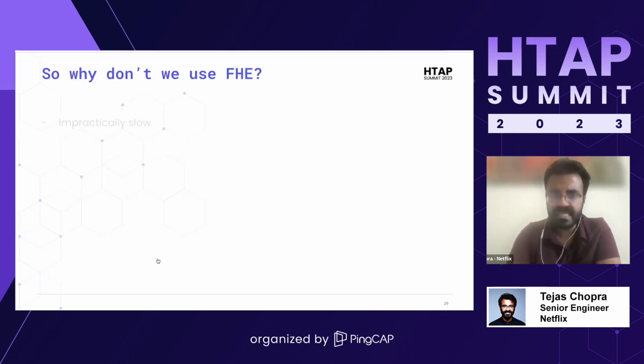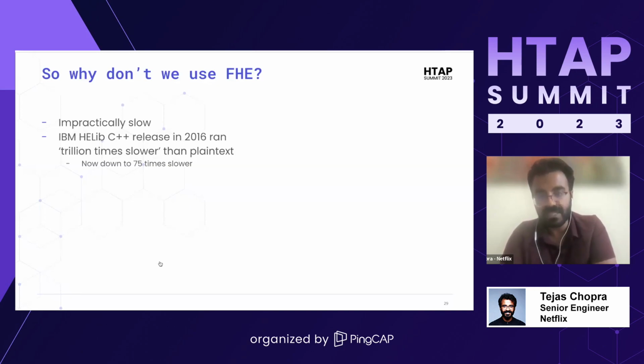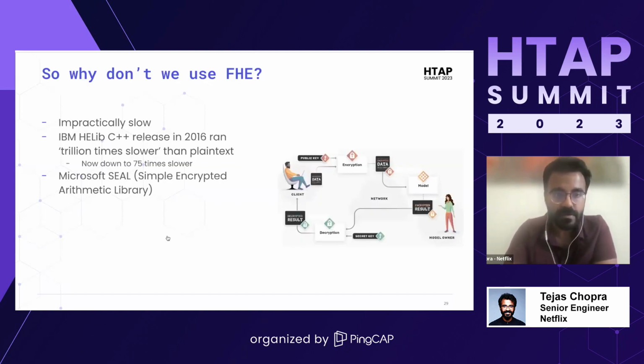And we don't see a lot of use cases because it is impractically slow. IBM released the HElib C++ library in 2016, and according to an engineer, it ran a trillion times slower than plain text. You can totally believe an engineer to use this term. Now it is down to 75 times slower, which is still better. Microsoft also released a simple encrypted arithmetic library. That's Microsoft SEAL, which is a library where you can use homomorphic encryption.